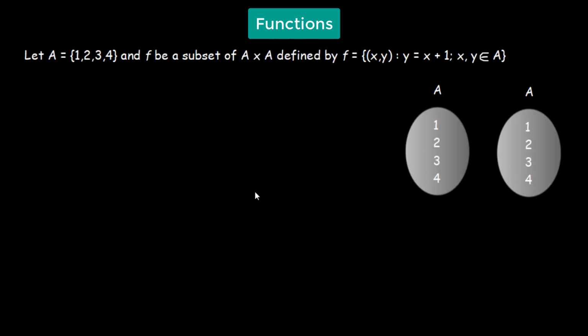So here we have a set A containing the elements 1, 2, 3 and 4, and we are given another set F, which is a subset of the Cartesian product of A with itself, and this set F is defined as the set of all ordered pairs x and y such that y equals x plus 1. So let us try to form the ordered pairs which satisfy this equation y equals x plus 1. So we pick the first element from the first set A.